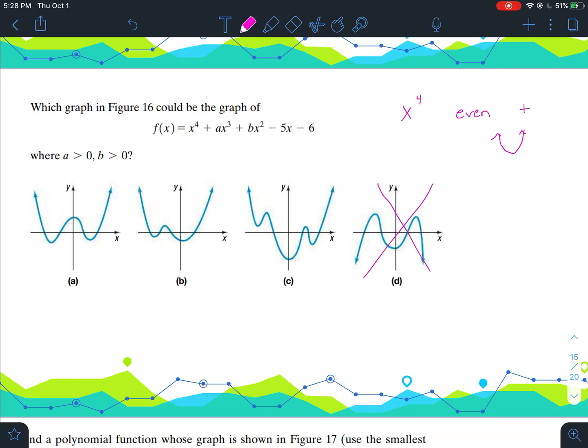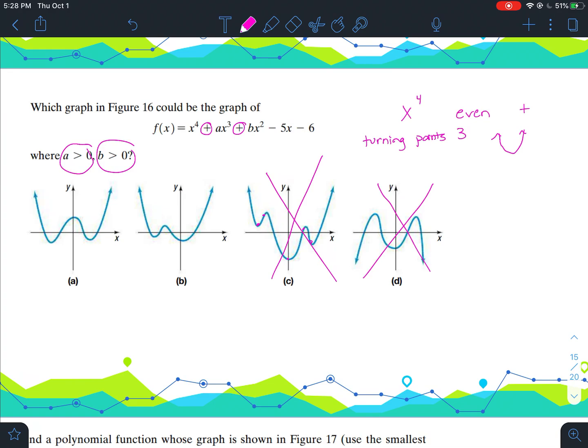So I know now it can't be graph D, because graph D would have to be negative x to the fourth. Since it's x to the fourth, the most turning points that I could have is 3. This one right here has 1, 2, 3, 4, 5 turning points, so it can't be that graph. Now it's between graph A and graph B. They're telling me that a has to be bigger than 0 and b has to be bigger than 0, so both of these are going to be positive and positive.